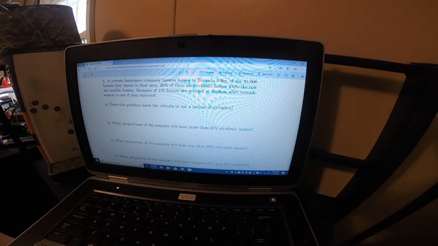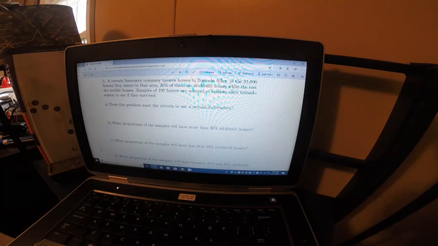Question number 5. It says a certain insurance company insures homes in Tornado Alley. Of the 31,000 homes they insure in that area, 30% of them are stick-built homes while the rest are mobile homes. Samples of 100 homes are selected at random after tornado season to see if they survived. Does this problem meet the criteria to use a normal distribution? And then B, C, and D I'll answer all at the same time too. What proportion of the samples will have more than 36% stick-built homes? What proportion of samples will have less than 29% stick-built homes? What proportion of the samples will have between 25% and 35% stick-built?